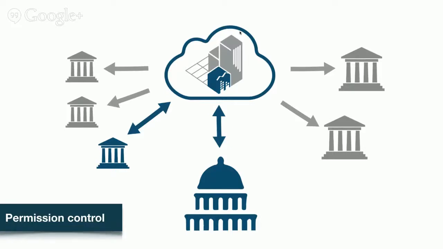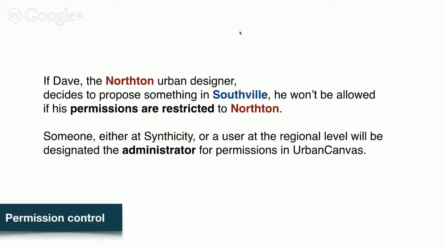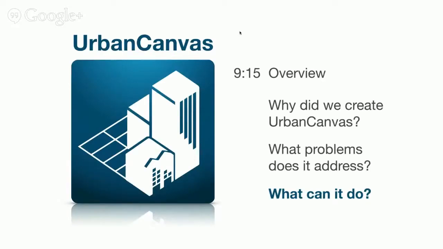When we say everyone, this is everyone who's using UrbanCanvas, and right now that's within the governmental agencies, not necessarily the public. So we can talk about this on a region-by-region basis, but we definitely recognize the need to have managed permissions. So for example, if the urban designer in Northton decides to propose something in Southville, he's not going to be allowed to unless he's explicitly given permissions by an administrator. So right now we're the administrator, but we're working on having an administrator system in UrbanCanvas so that you can change privileges within your organizations. So I'm going to hand the baton a bit to Carlos Venegas, who's our CTO, and he's going to talk a bit more about the big picture of UrbanCanvas's features.